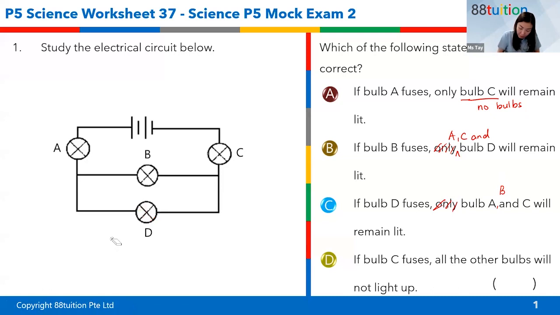So if we look at C being fused, all the other bulbs will not light up. This is the correct statement. Why is that so? Because when this fuses, you get an open circuit. Same for A, it will lead to an open circuit. So no electric current flows through, and the bulbs will not light up. All right, let's go on to the next one.